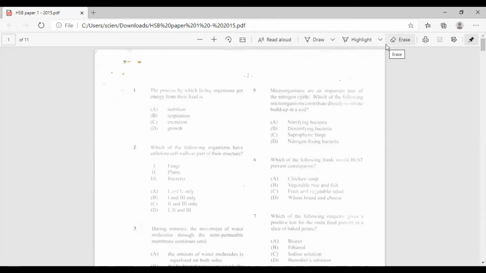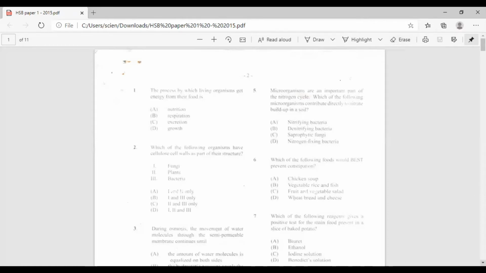Question 6: which of the following foods would best prevent constipation? So the first thing is we have to know what constipation is, which is when you don't have free bowel movements or you cannot excrete feces. So A, chicken soup, B, vegetable rice and fish, C, fruit and vegetable salad, D, wheat bread and cheese. So the answer would be C, fruit and vegetable salad.